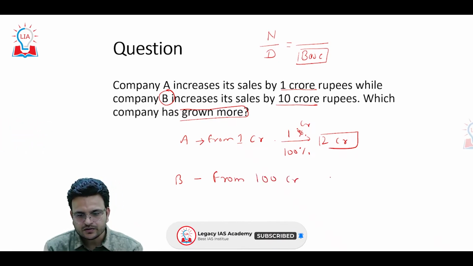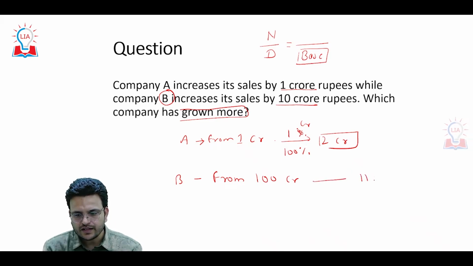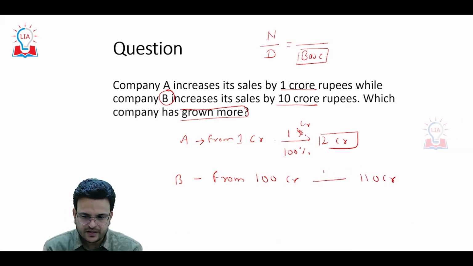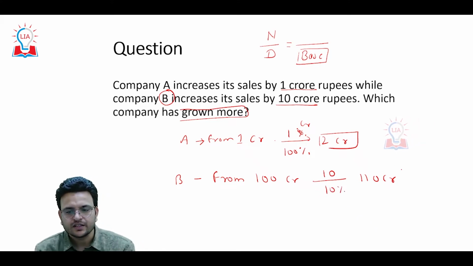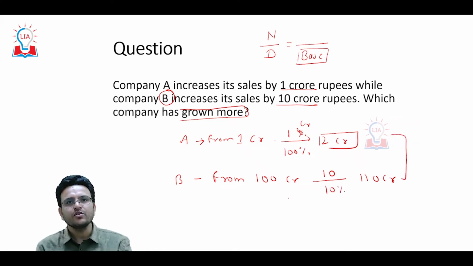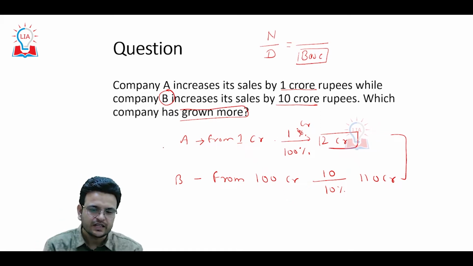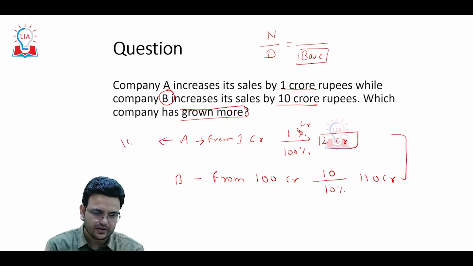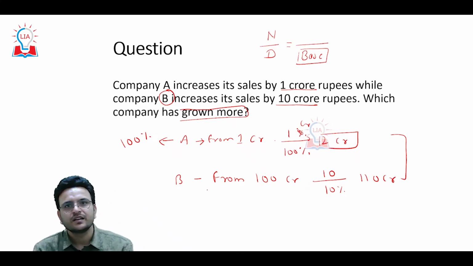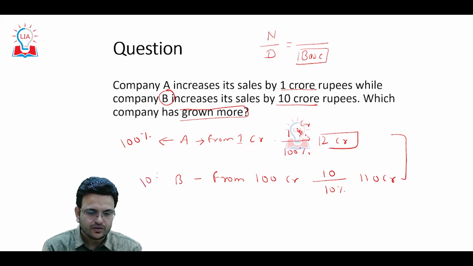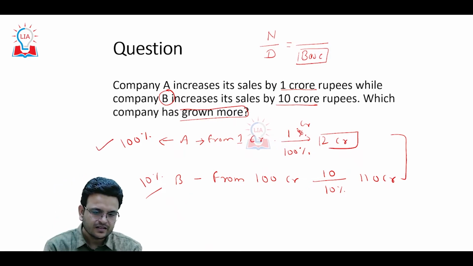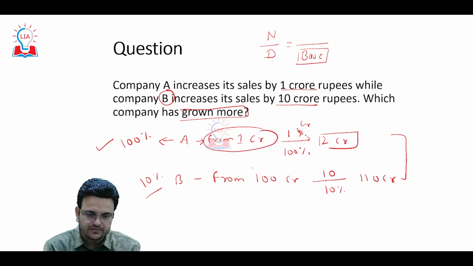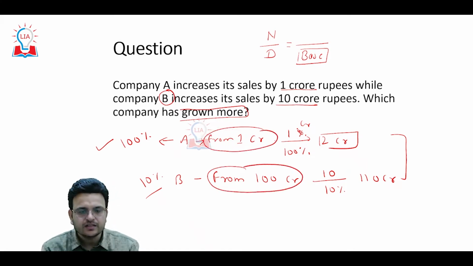Company B went from 100 crore to 110 crore. It simply means an increase of 10. It is 10%. So now if you see the performance of company A and company B, company A grew at 100%. Company B grew at 10%. Which performed very well? Company A. So here the role of base is very important, from where we are growing.